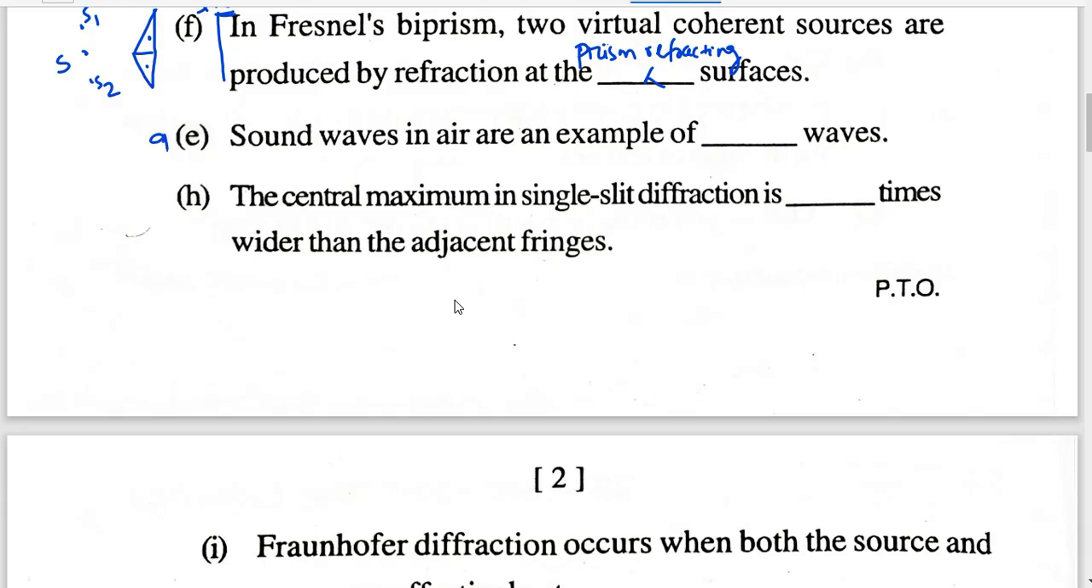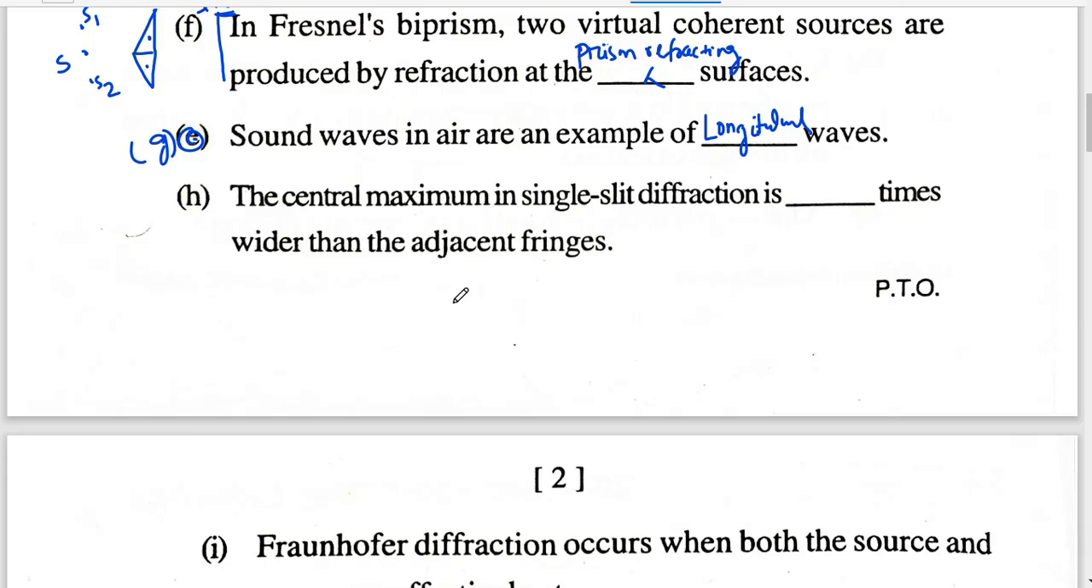Question G. Sound waves in air are an example of dash waves. Sound waves are actually longitudinal waves. Actually there are two types of waves, one is longitudinal and another is transverse. So water waves and light waves are transverse waves, and sound waves as well as spring waves are longitudinal waves. I have already discussed in another video the difference between longitudinal and transverse waves. In a longitudinal wave, the particles vibrate in the same direction as the direction of propagation, and in a transverse wave, the particles vibrate in the direction perpendicular to the direction of propagation.